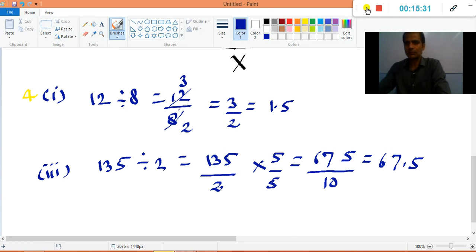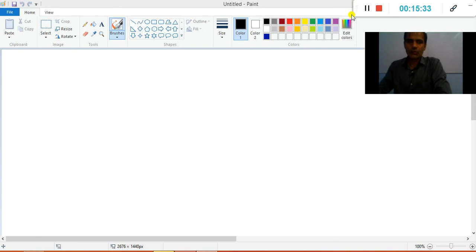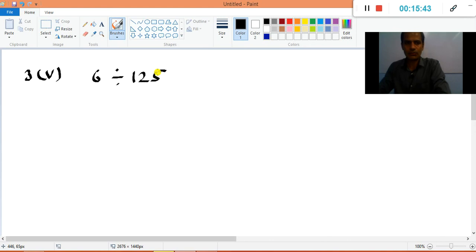Okay students, note it down. Now I am going to solve fifth part. So question third, fifth part, it is divide 6 by 125. Okay, so you can see that 6 is a very small number in comparison with 125, and it is a very big number. So I am going to tell you two methods. Listen, मैं आपको दो मेथड बता रहा हूँ. जो मेथड भी आपको अच्छा लगे आप उसको फॉलो कर सकते हैं.